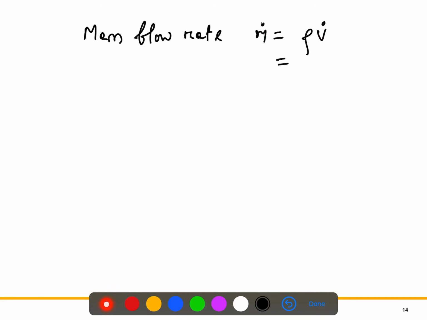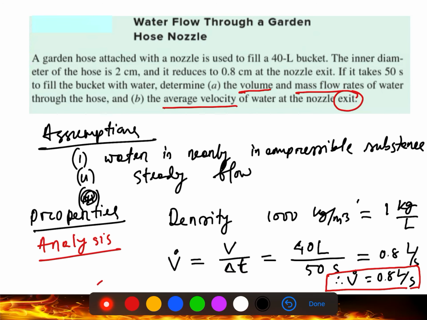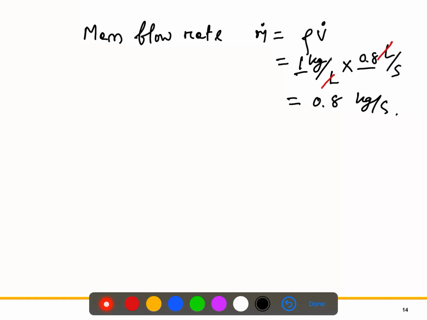If you can remember, I showed you the density is 1000 kg per meter cube or 1 kg per liter. So what we can do here, guys, is write 1 kg per liter, and this is 0.8 liter per second. Then we can cancel out the liter terms, and if we simplify this using a calculator, 1 times 0.8 is 0.8 kg per second. So this is the mass flow rate.